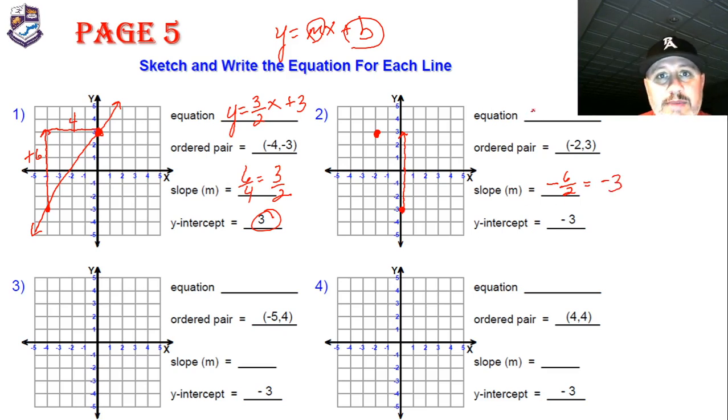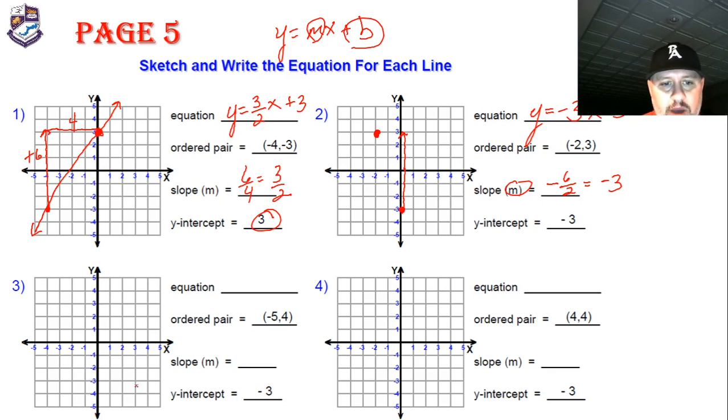So y equals mx plus b, right? Y equals m, my slope, x always stays x, and then plus b. You might say, well, that's a -3. Do I write plus -3? Now we know that plus and minus just make the minus, the negative sign. So it's okay to write y equals -3x, just -3. You don't have to write plus -3.